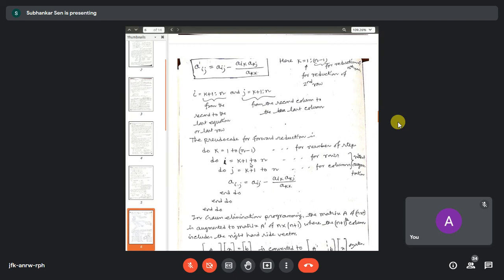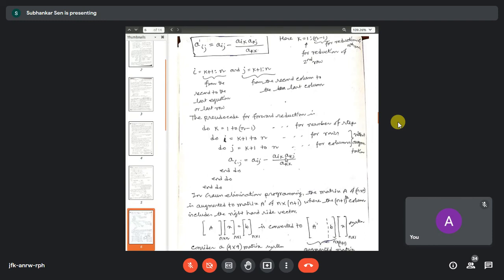So from the k plus 1th row to the last row, and from the k plus 1th column to the last column. Okay, and then whatever we have written here, this is coming here. So in computer programming, this statement is known as the assignment statement. You don't take that this is the same. It is not the same, it is an assignment statement. It is not that this Aij and this Aij are the same. This is the old or original Aij, and this will be the updated Aij. So this is an assignment statement.